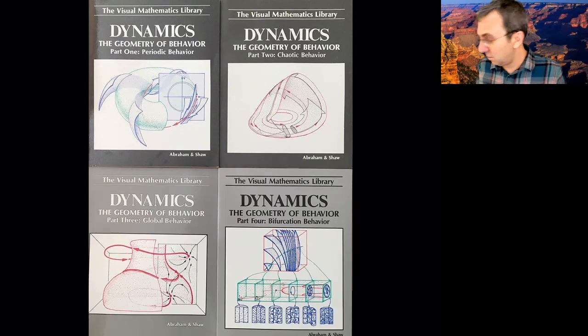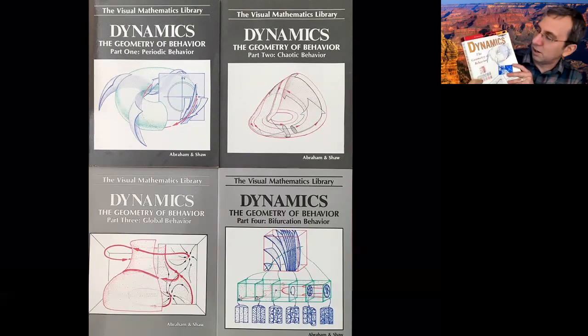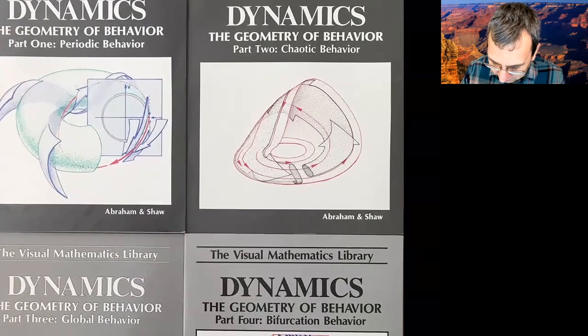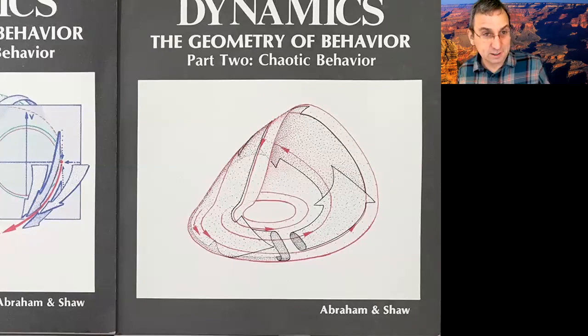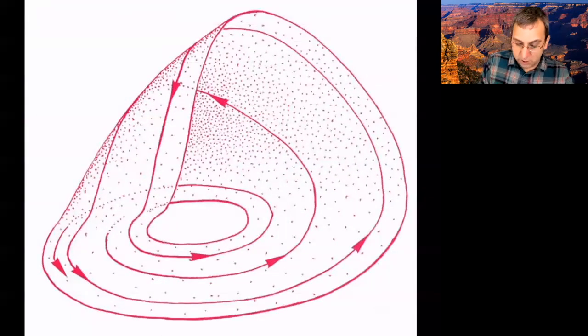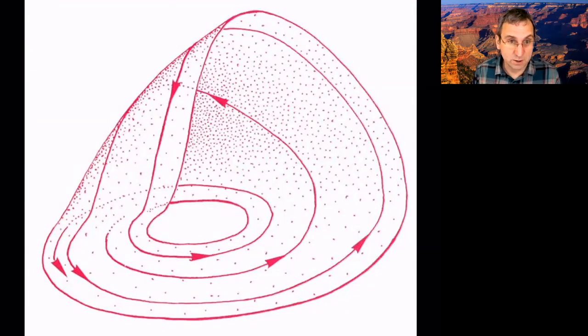So you might even find it. It's actually now in one book. It's called Dynamics, the Geometry of Behavior. I have it. You might notice this picture up here, like, hey, what's that? This is showing an artist's rendering of the Rössler attractor. So we're going to take a tour through what this book has to tell us. This is showing the Rössler attractor for that set of parameters that I was showing. So you can kind of see the trajectories are sketched on here.